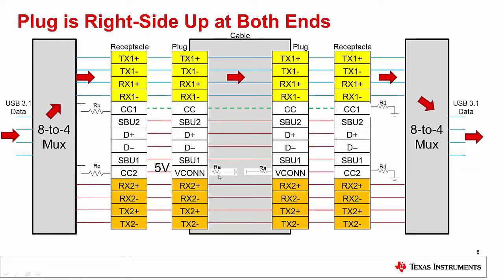And you might be wondering, well, why is that necessary? Why is 5 volts necessary to be applied to the cable? We didn't need that in the old A to B cables. The reason is USB Type-C and power delivery allows the voltage going through the cable to be raised all the way up to 20 volts.